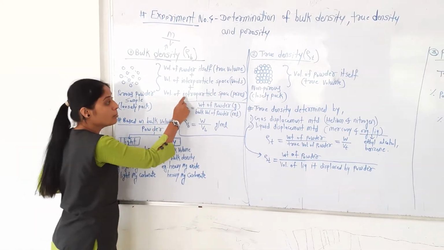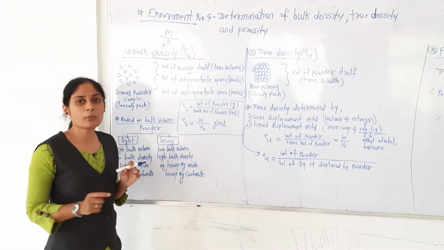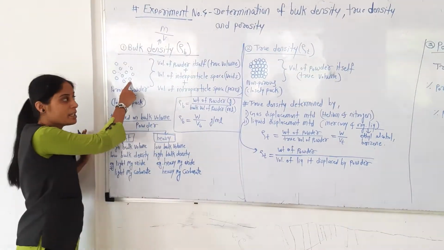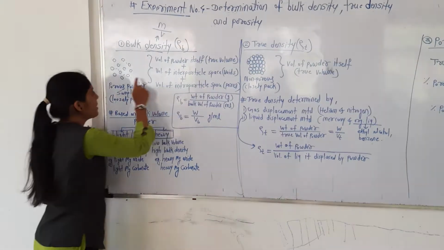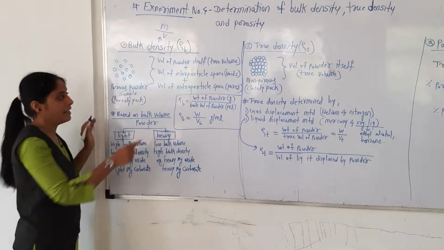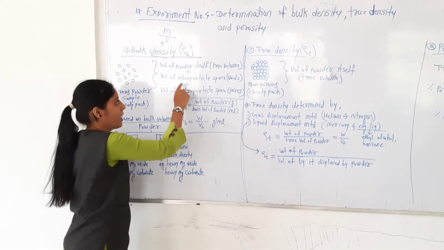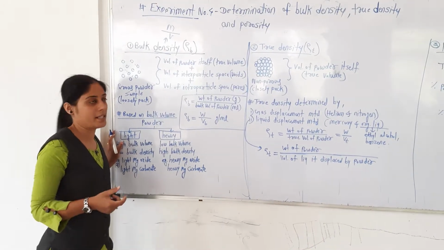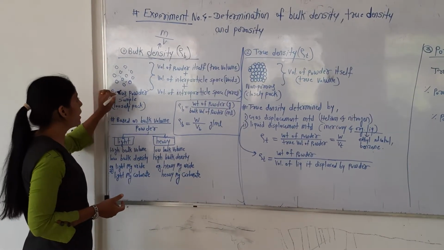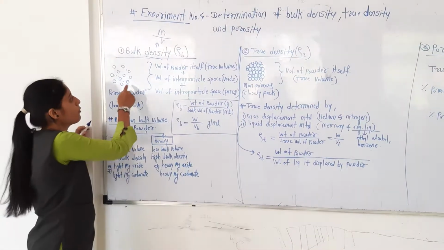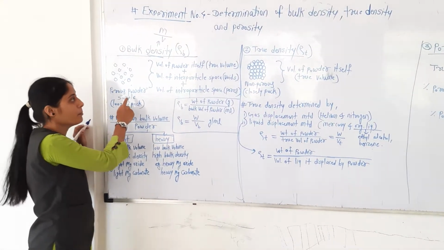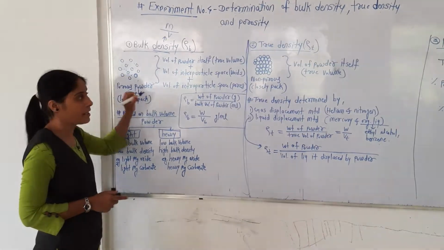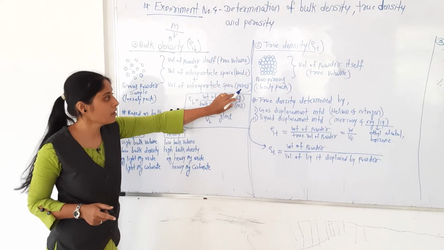Third, volume of intraparticle space. Volume of intraparticle space means the volume present inside the particle, and that volume we can call pores. Intraparticle means inside the particles, and interparticle means space or voids in between the two particles. So for the volume of the bulk powder sample, we consider three types of volume: the actual powder particle volume, that is the true volume, then void volume, and third pore volume.